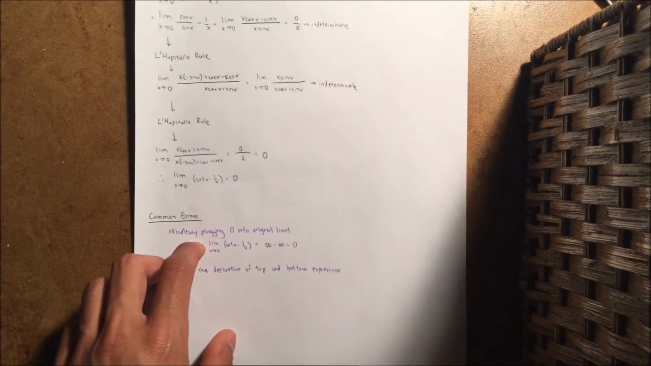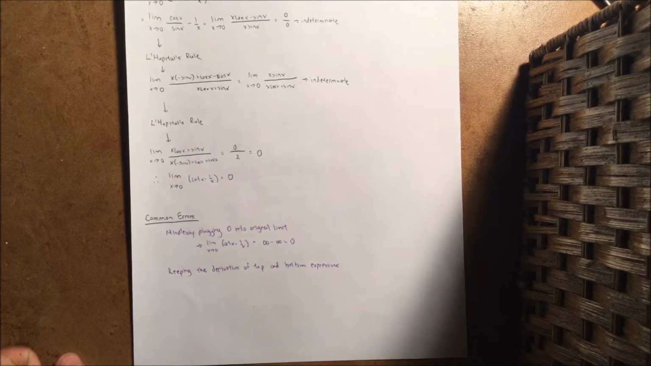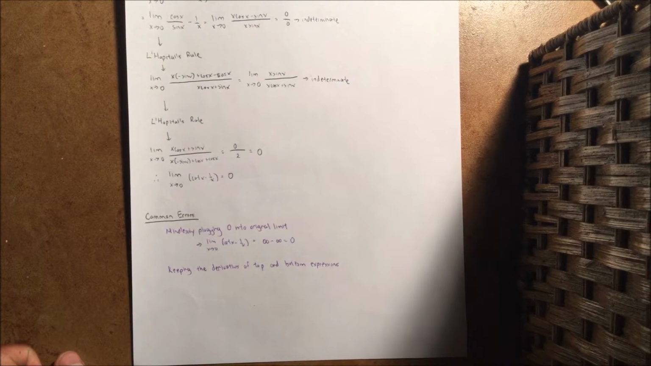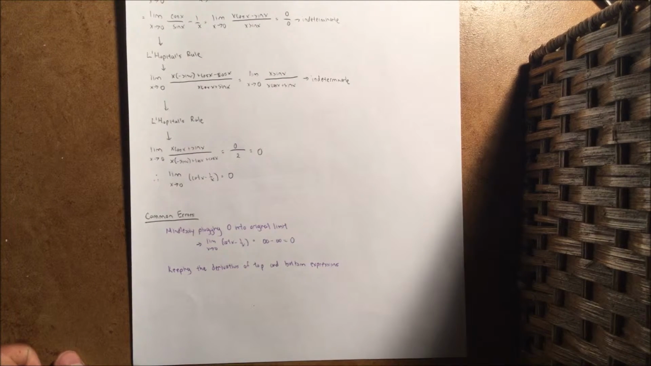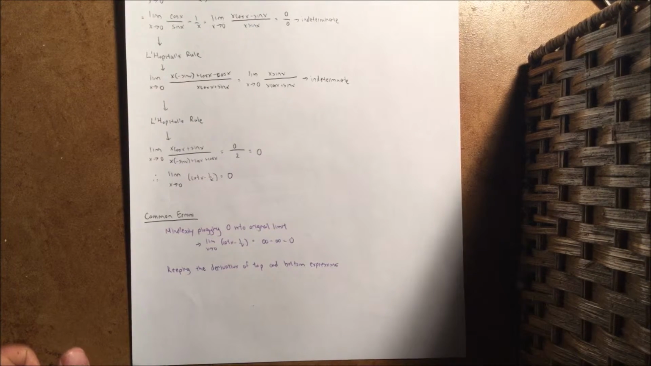Some common errors here. Mindlessly plugging 0 into the original limit. Now notice that if we utilize the definition of the limit as x approaches 0 by plugging in smaller and smaller positive points into the limit, which is essentially taking the limit of 0 from the right, we will get the same answer as our correct answer, which is 0. However, the process for this is not correct and therefore will not be graded with full points.